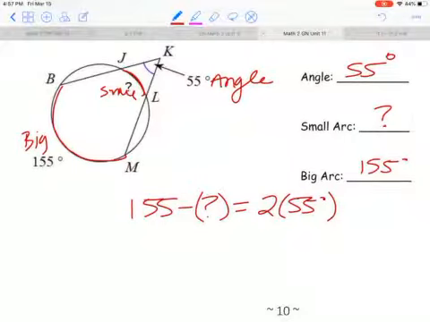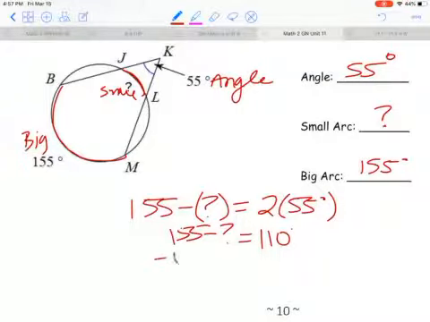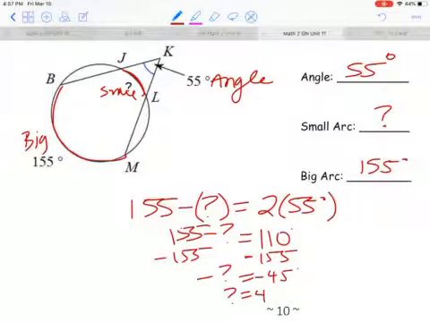So go ahead and try solving this for the question mark and push pause. And then when you have it, push play to see if you're right. Okay, so here you should have gotten 110, 155 minus your question mark. And then if you subtract the 155 over, you would have gotten negative 45. So your question mark is 45. And make sure you put the degree sign on there. That's very important.